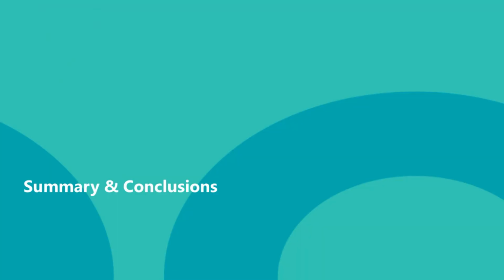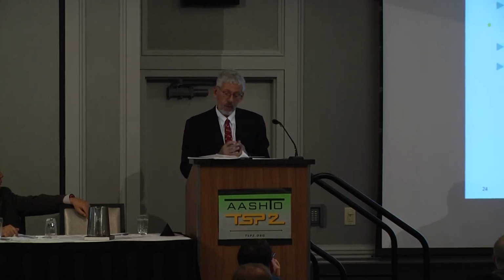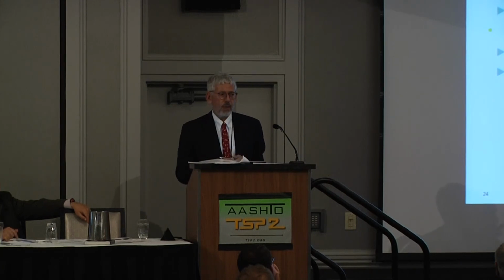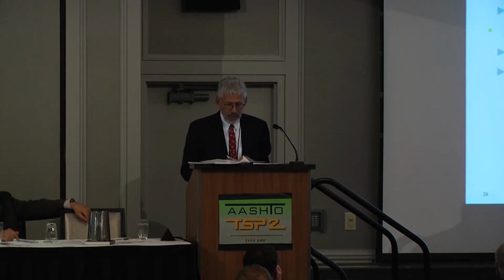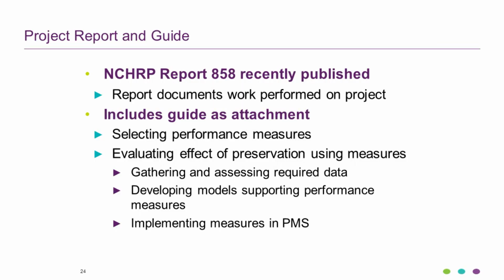Almost the end of the presentation. NCHRP report 858 was, as I just said at the start, published last week, or at least released last week. One of the things that the report includes as an attachment is a guide for how to select your own performance measures or use the measures that were recommended in the report, as well as how to implement them, beginning with the sorts of data that you need, how do you prepare those data, how do you develop the models, and how do you implement it within a pavement management system.